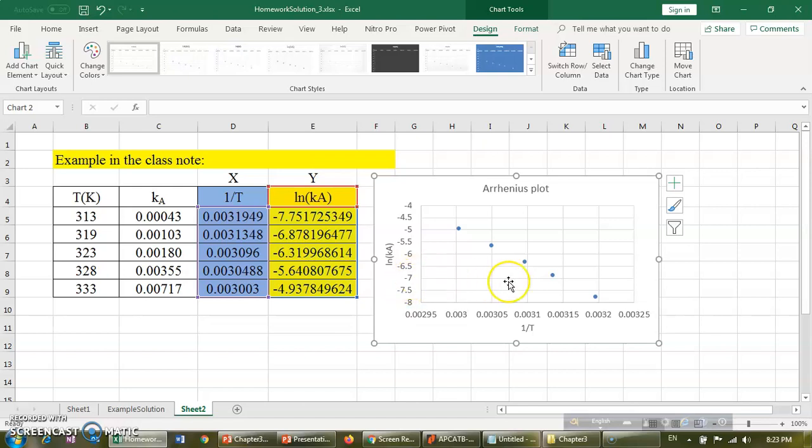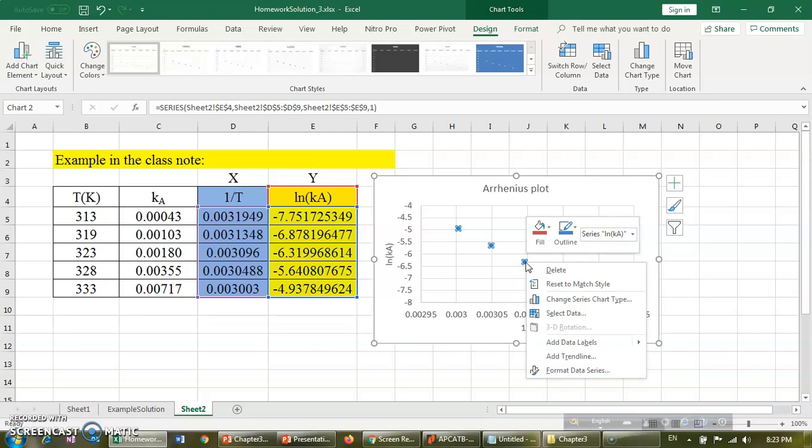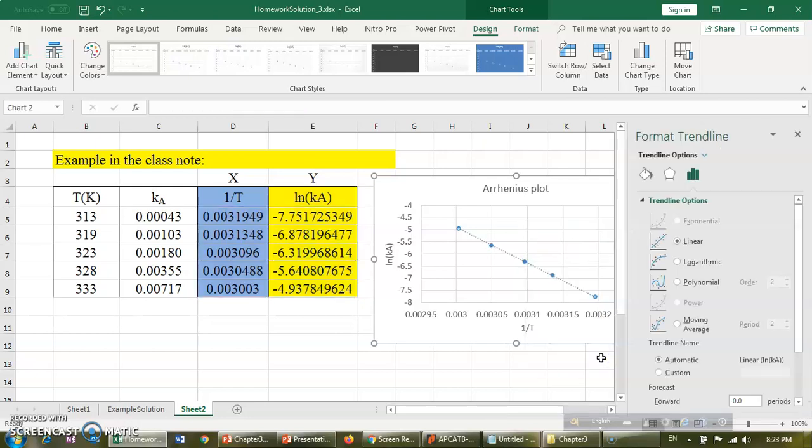So what we do here is use the function called trend line in Excel, right? You just select all the points. After selecting the data, press the right button of your mouse, and you'll see add trend line. You will have the options, and you select the linear line.